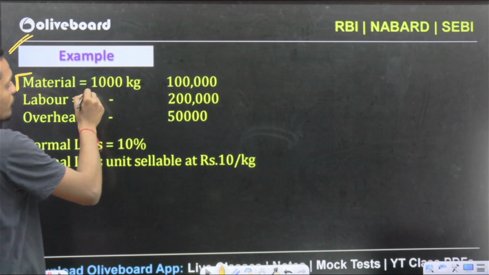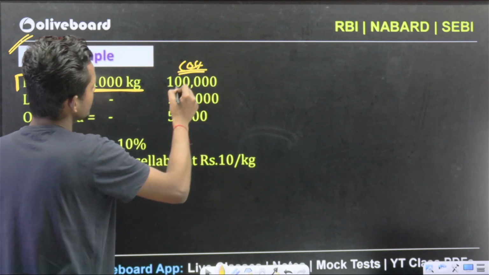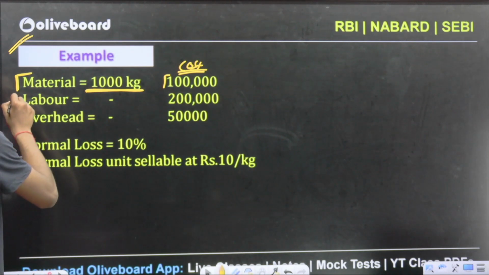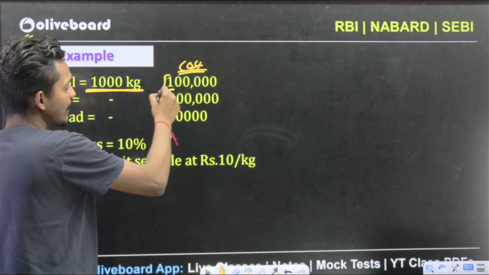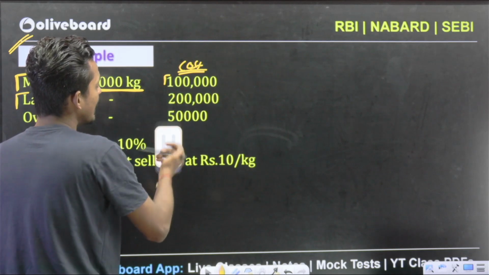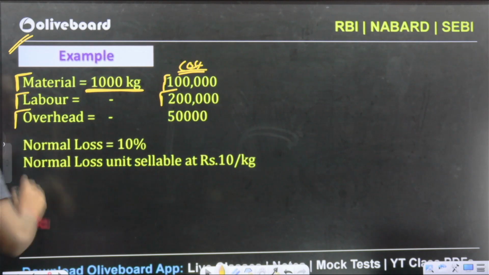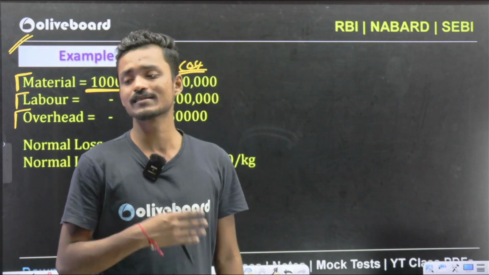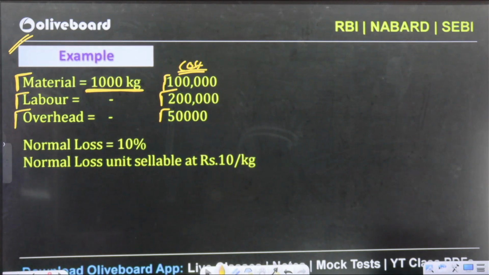We have a material of 1000 kg, and the cost is 1 lakh rupees, which we incurred at the time of purchasing 1000 kg of material. When I talk about the labor cost for manufacturing this 1000 kg of raw material into the final goods, we have to incur some amount of labor cost, and here we have 2 lakh rupees of labor cost. And we have some overheads also. Overheads means your rent, indirect expenses, depreciation, salary, all the expenses that we have, and we have 50,000 of overheads also.